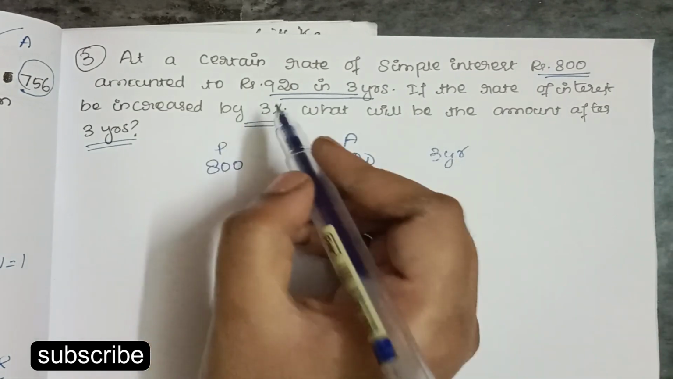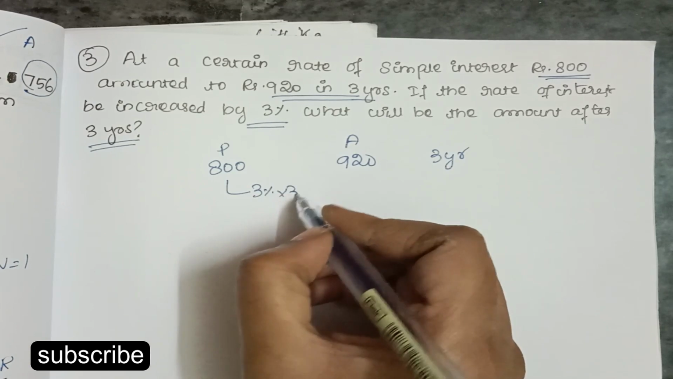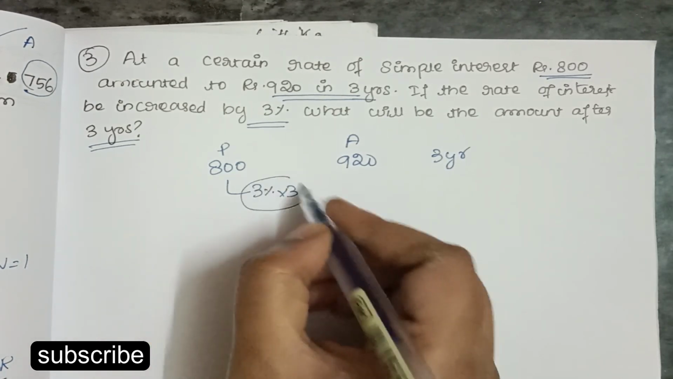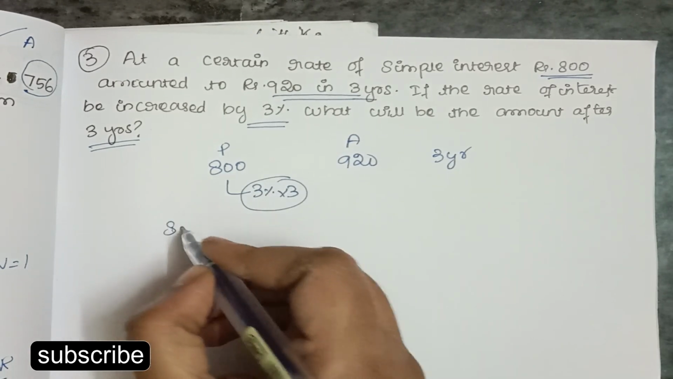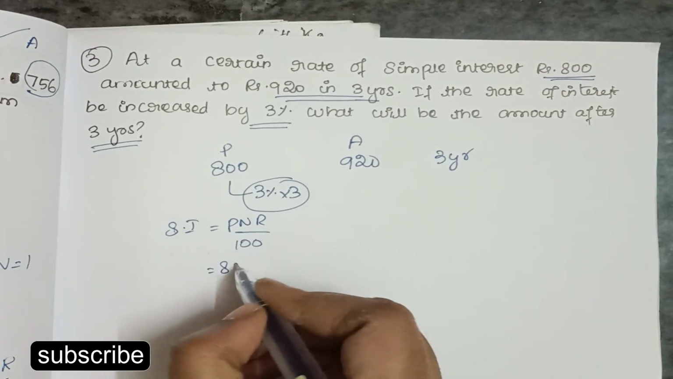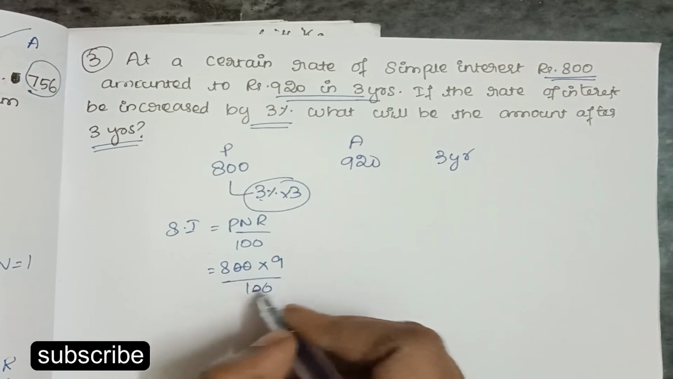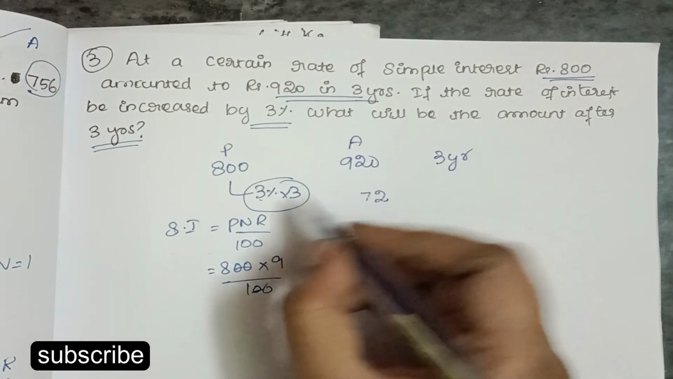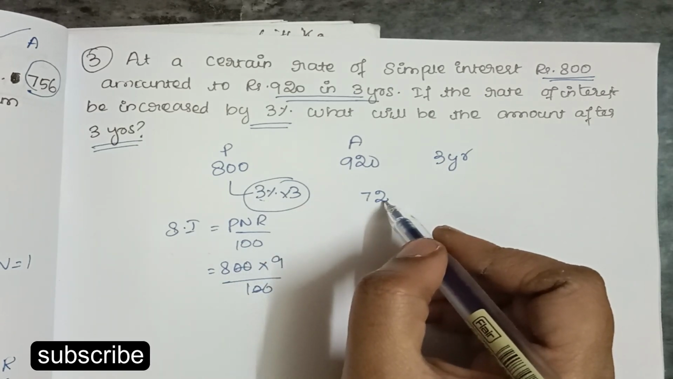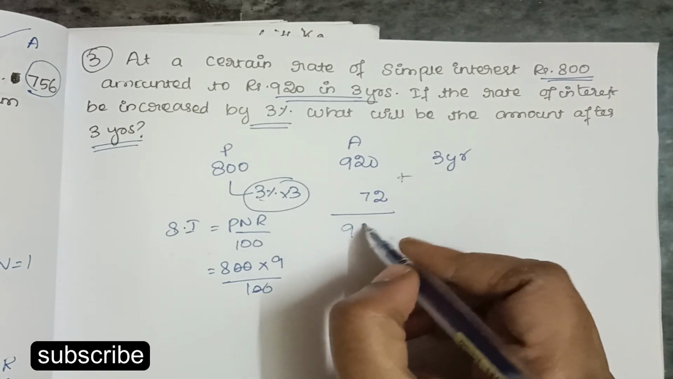If the rate of interest is increased by 3 percentage, for 3 years, 3 threes are 9 percentage. So if 9 percentage is increased, what is the simple interest value? PNR by 100, that is 800 into 3 threes are 9 divided by 100. 72 rupees. So the interest value is increased by 72 rupees. So 920 plus 72 is 992.